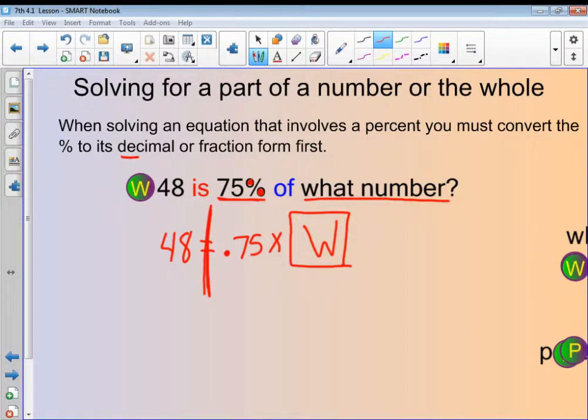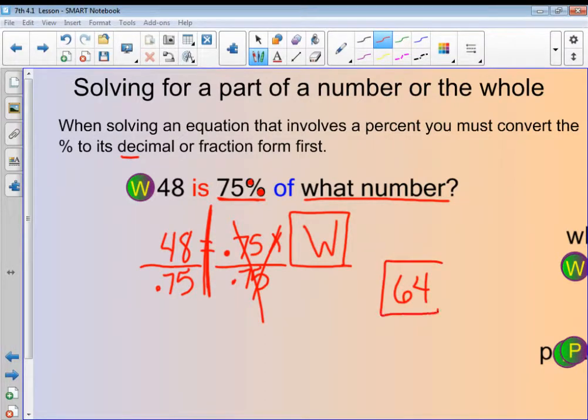So right now it's times 0.75, so we're going to divide by 0.75 to get it away from the W. So now W is by itself, but whatever I do to one side, I have to do to the other. Okay, so now I can go ahead and do 48 divided by 0.75. And when I do that, I get 64. So I just found out that W is 64. So 48 is 75% of 64.